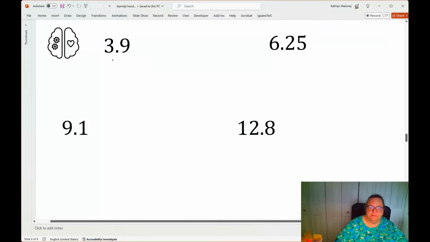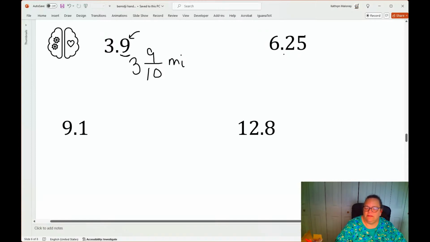Now, this one, we have a number in front of the decimal, so that's going to be our big number, 3. I'm going to make my fraction bar. 9 is after the decimal. I'm going to put my 1. Now, how many decimal places do we have? We have 1. So guess what? If we're talking about mileage, this would be 3 and 9/10 miles.